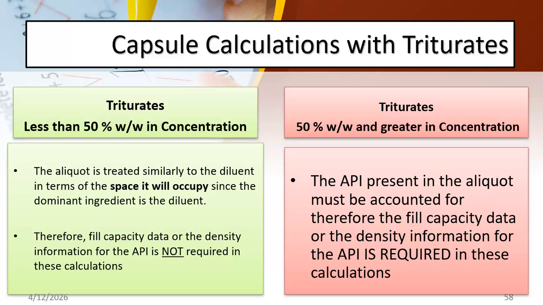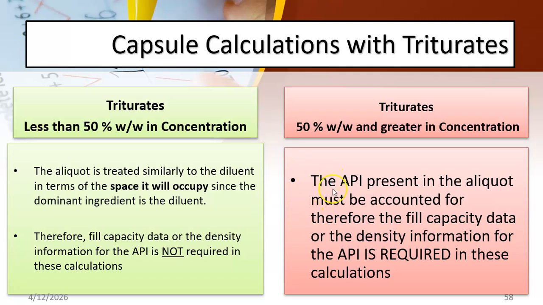When you come to us in year 2, we normally give you triturates which include a 1-in-2 dilution, where the drug has its own identity. The drug is in equal portion or even the more dominant ingredient in the aliquot. So think about it, then you would need the fill capacity for the active ingredient as well as for the diluent.